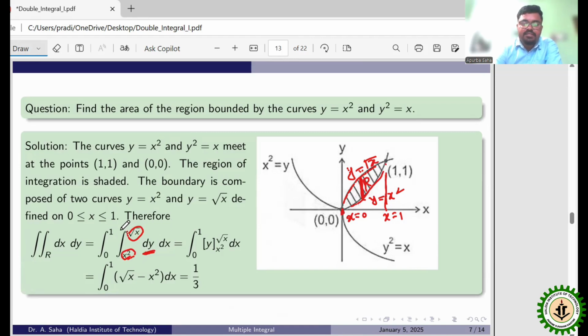Now how to integrate this type of integrals? First we will integrate with respect to y, and when we integrate this one we will keep all other variables, here only x, as constant. So dy only gives you y, and the limit of y is from x squared to root over x, dx. So this gives the integral from 0 to 1 of root over x minus x squared dx, that is 1 by 3. You can check this one. So 1 by 3 unit is the area of this region.